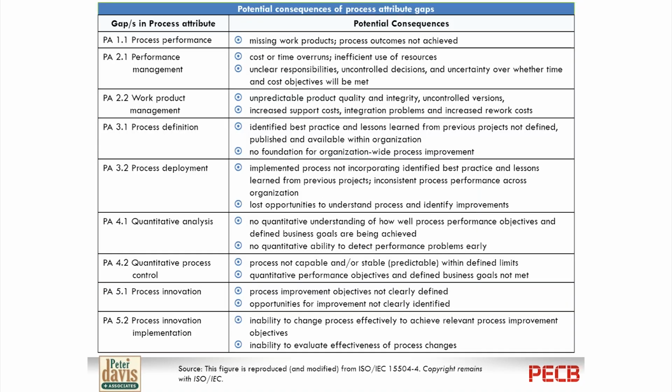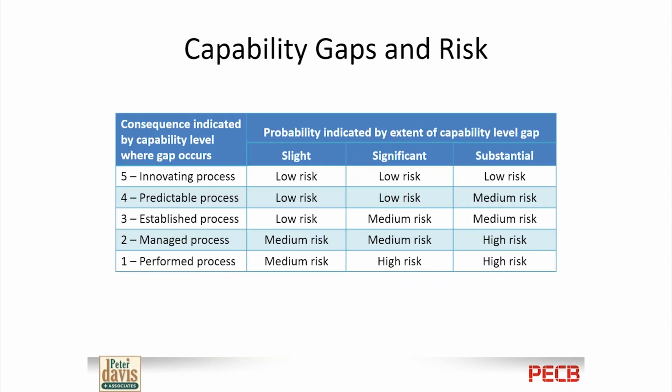you're a level 1, you don't do any of these things from 2 to 5, right? And you have missing work products and your process outcomes are not achieved, so that's fairly high consequence. Another way of stating that, though, is that we can take it and talk about it as a capability gaps and a risk.